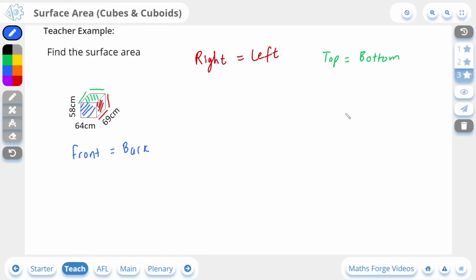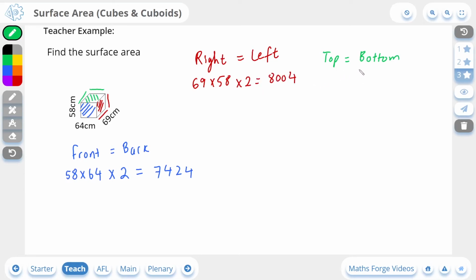And now we can begin doing the calculations for all of these. So the front face is going to have a 58 times 64 area. And since there's two of them, the front and the back, that share the same area, we're going to multiply this value here by 2. This is going to give us a value of 7,424. Now we can go ahead and do this for the right and left faces. So for the side faces, this right face here, it's going to have a width of 69 and the height of 58. So it's going to be 69 times 58. And since there's two of them, we're going to multiply this by 2. This gives us a value of 8,004.